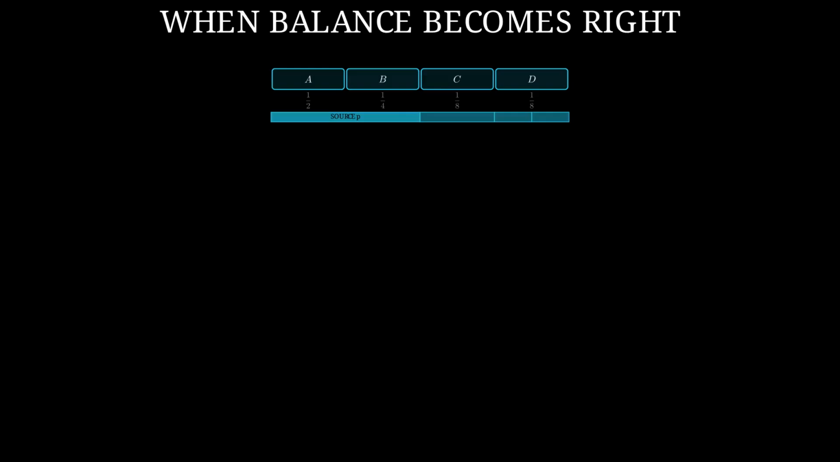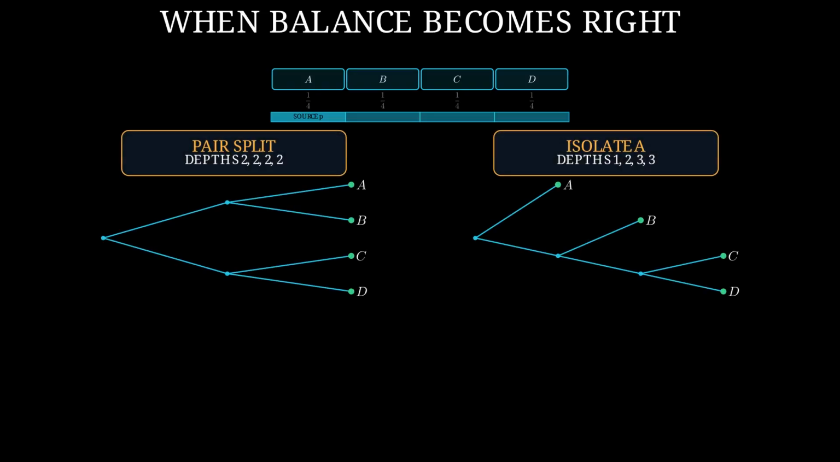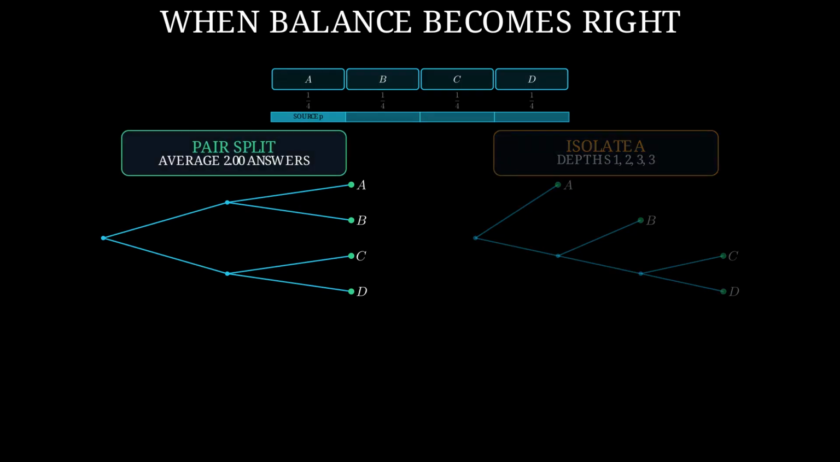Keep the same 4 symbols, but change one rule. Now each symbol has probability 1/4. Which familiar tree is cheaper? Now I choose the balanced tree. The probabilities are equal, so every symbol deserves the same depth. That is correct. 2 answers for every symbol averages 2.